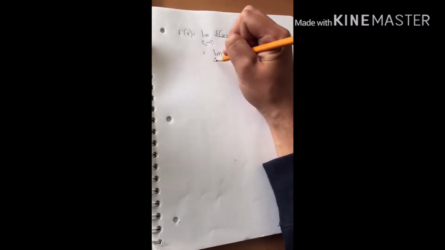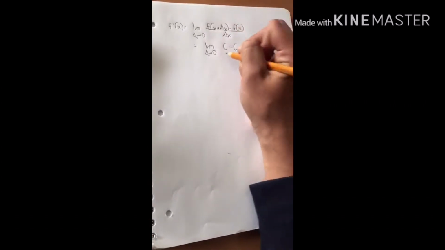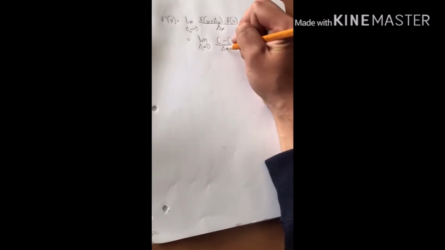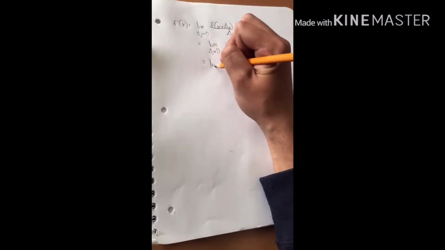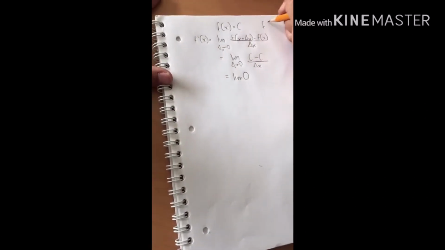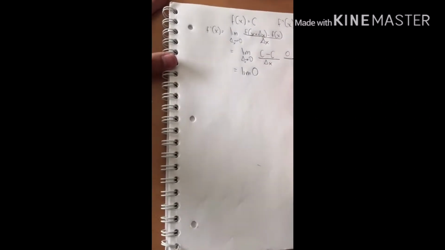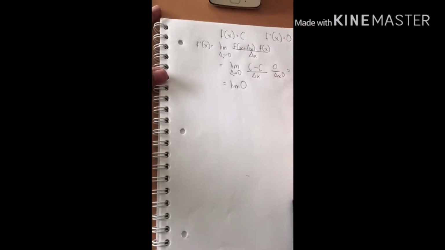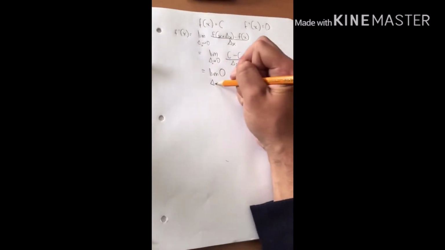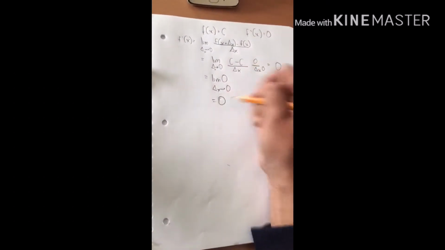This is equal to the limit as the change of x tends to 0 of c minus c divided by the change of x. This is equal to the limit of 0, because c minus c is equal to 0, and the derivative is equal to 0. So doing this, 1 minus 1 is equal to 0, and 0 divided by the change of x is 0. So the limit of 0 is equal to 0.